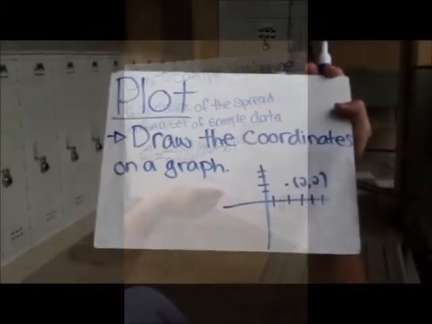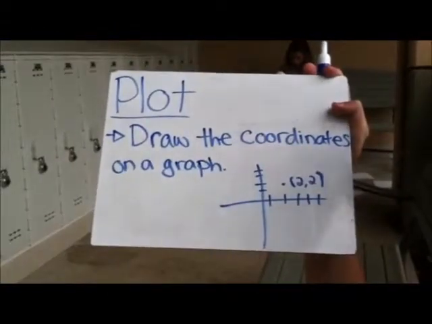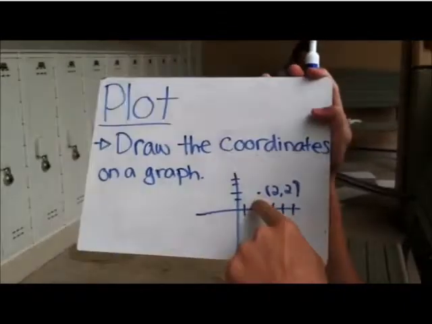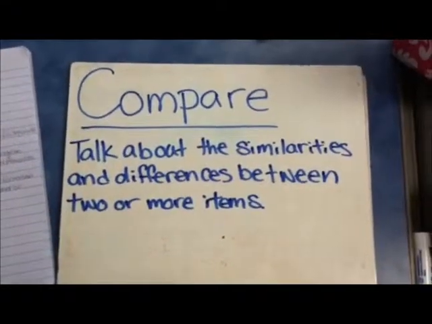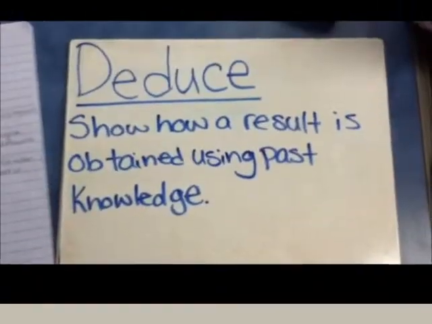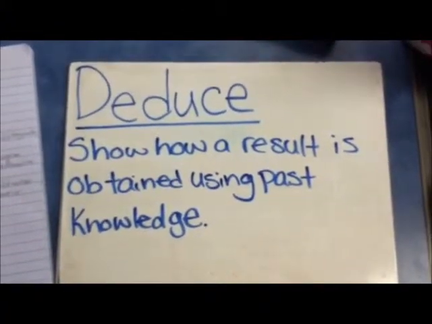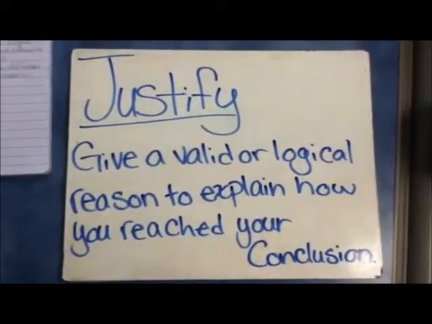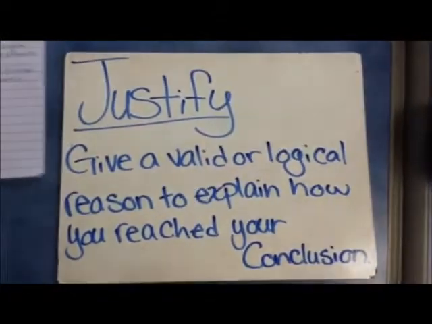Plot: you draw the coordinates on a graph, like I did here. Compare: talk about the similarities and differences between two or more items. Deduce: show how a result is obtained using past knowledge. Justify: give a valid or logical reason to explain how you reached your conclusion.